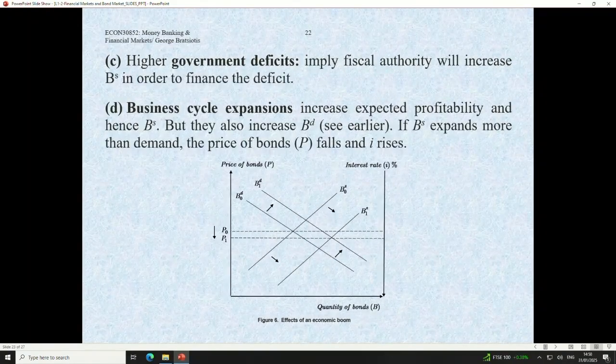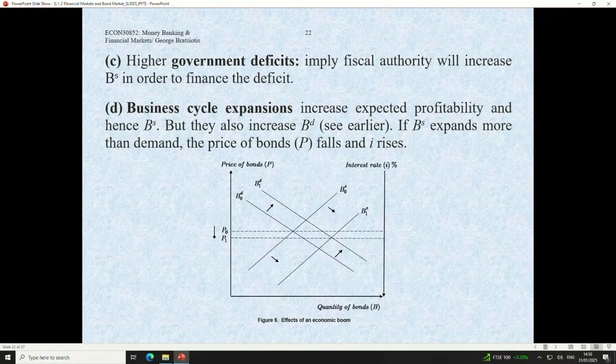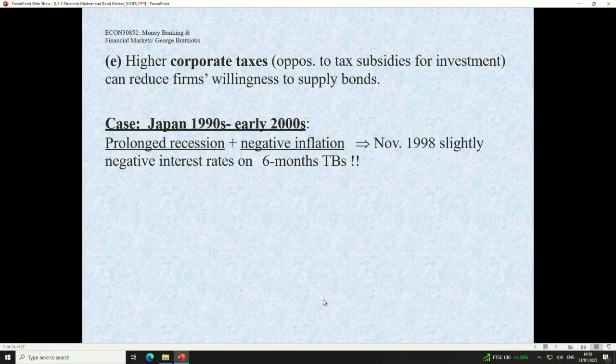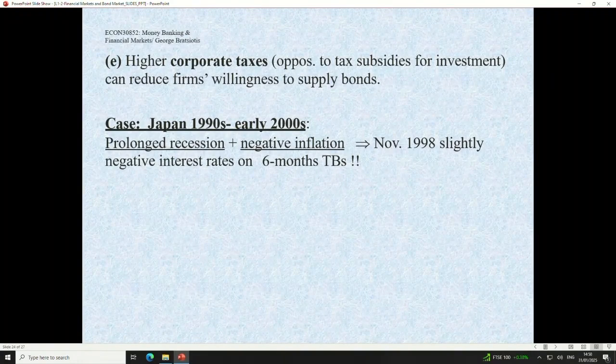High government deficits imply fiscal authority will increase the supply of bonds. We understand that. And that will shift the supply of bonds to the right. Business cycle expansion. Well, this is the case where both the demand and the supply of bonds will move to the right. Businesses will be expanding, people will be wealthier, everything moves to the right, and therefore there will be a higher quantity of bonds. And finally, higher corporate taxes. I mean, that's the American idea that if you tax corporations, they may not want to supply bonds to expand their businesses, therefore that will reduce the supply of bonds.